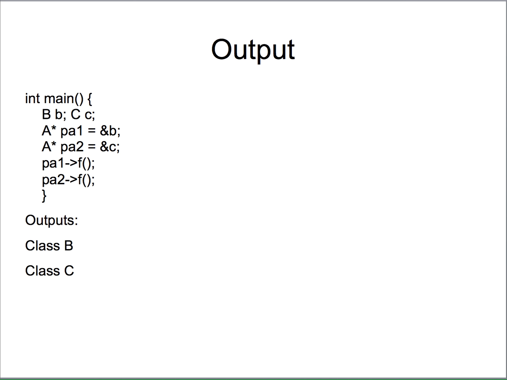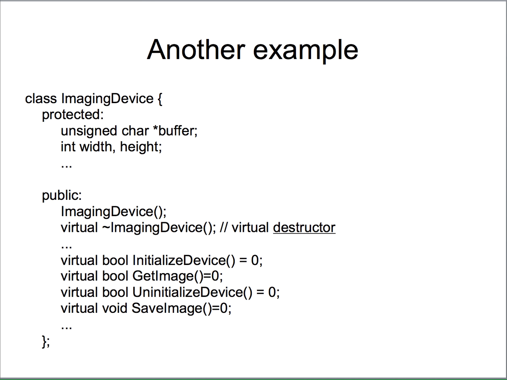So this allows us to define an interface class that has one or more of these pure virtual functions, which then makes that whole class an abstract class, where we can define the interface without having to provide any dummy code, if you will. So there's another example using this imaging device example we were talking about.